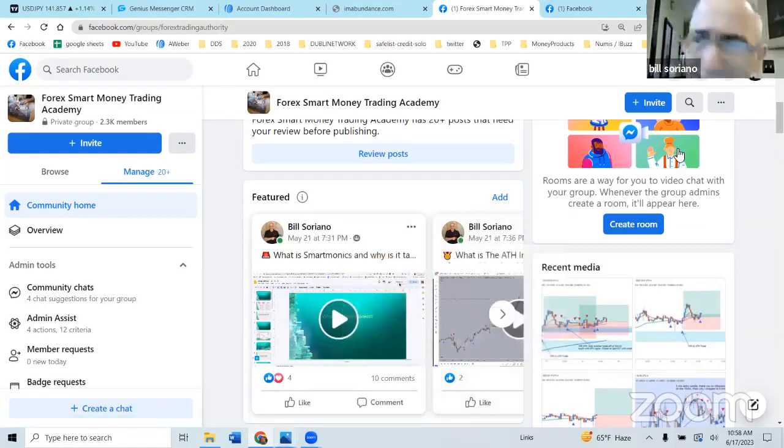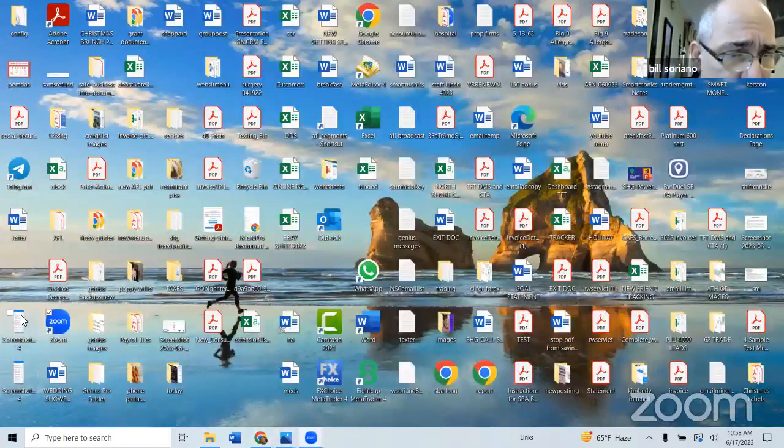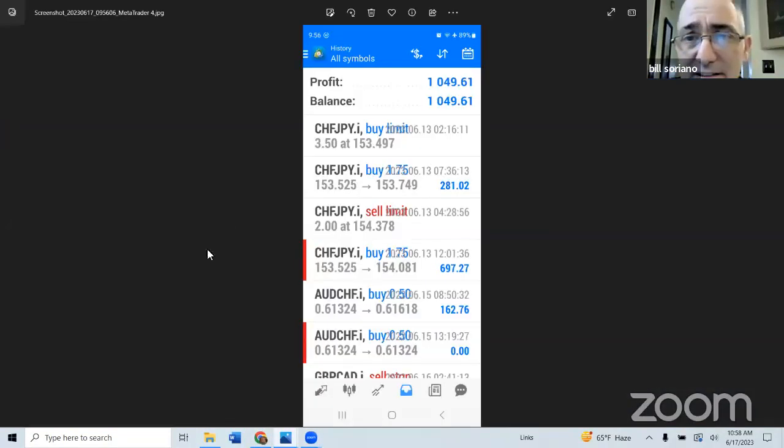So let me just show you. Let me go to my desktop here and pull up a couple of these screenshots. This is a screenshot of my trades this week, on my $50,000 funded challenge account, which I'll show you the back office to as well. This was about a 2% gain on the account for the week.